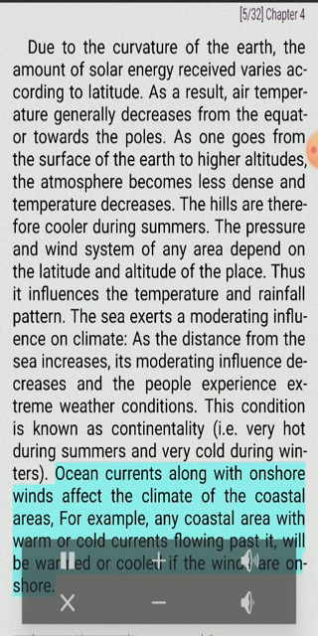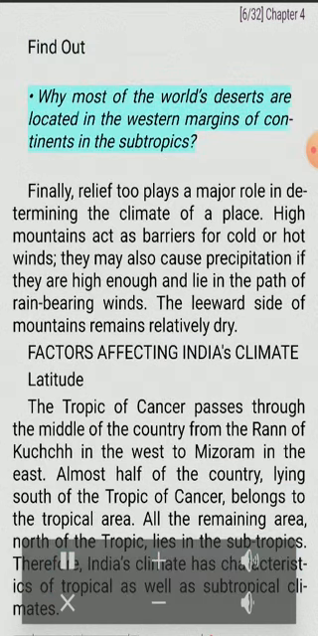For example, any coastal area with warm or cold currents flowing past it will be warmed or cooled if the winds are onshore. Find out why most of the world's deserts are located in the western margins of continents in the subtropics.